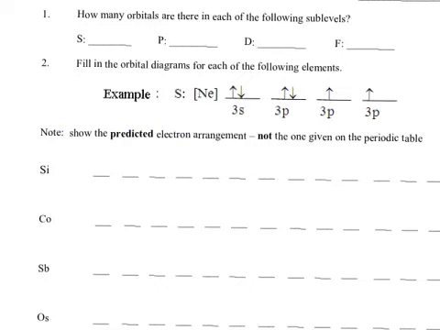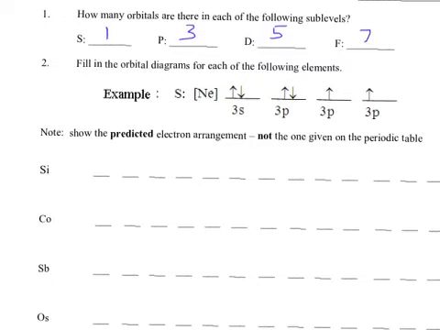Okay, how many orbitals do each of the following sublevels have? Remember, you can have 2 s electrons, so you need 1 orbital to hold them. You can have up to 6 p electrons, so you'll need 3 orbitals to house those. You can have up to 10 d electrons, so you'll need 5 orbitals. And you can have up to 14 f electrons, so that means you'll need 7. You basically need half as many orbitals as you have electrons possible, because each orbital can hold 2.